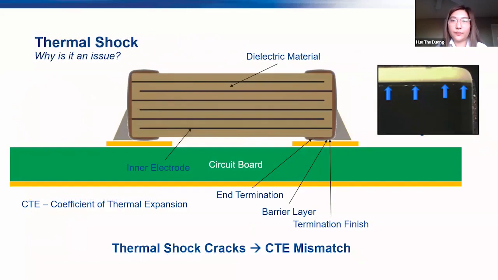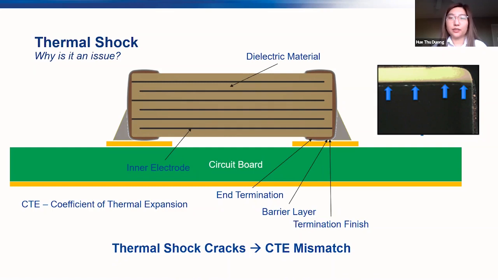All right. The second type of crack is due to thermal shock. Thermal shock is described as a rapid change in temperature, and when subjected to an MLCC, can lead to cracking. So ceramic capacitors are made from multiple materials and layers, such as ceramics, electrodes, and multiple termination layers. And then once they're mounted to PCBs, that'll add in additional material and layers.